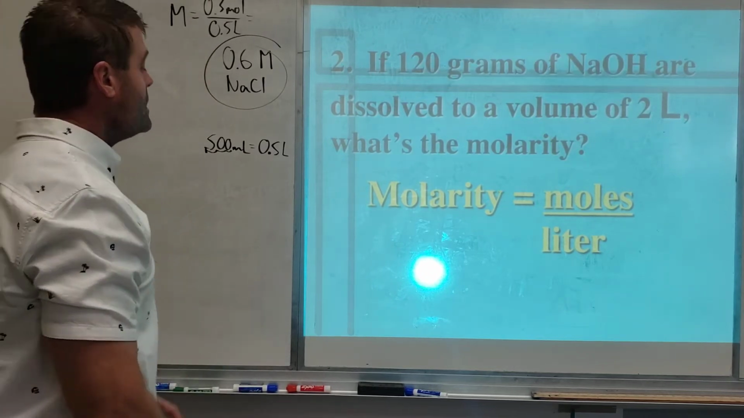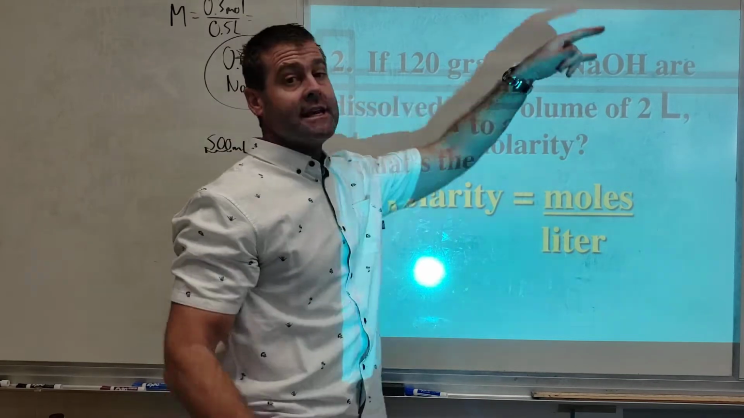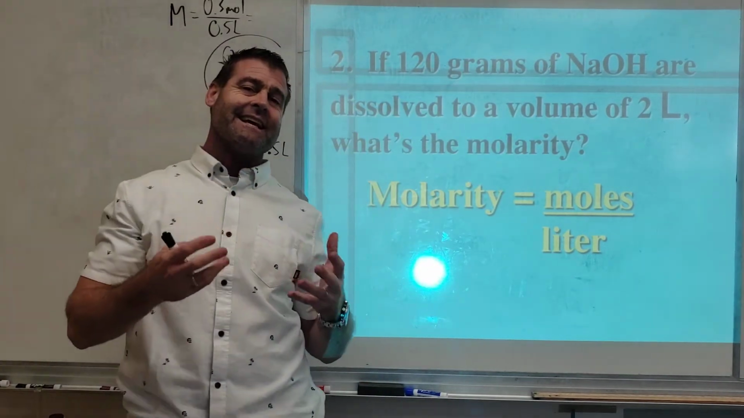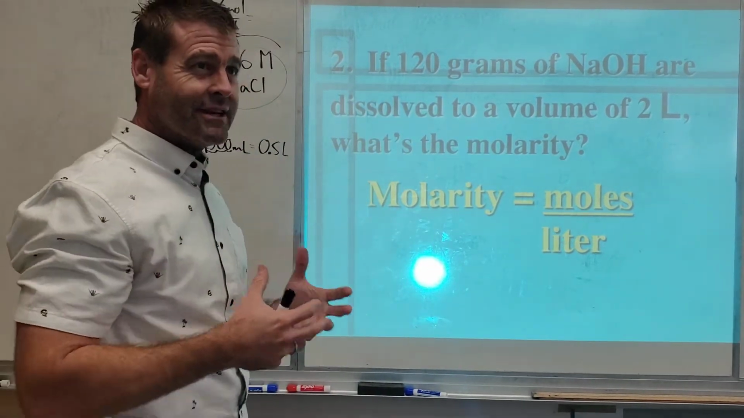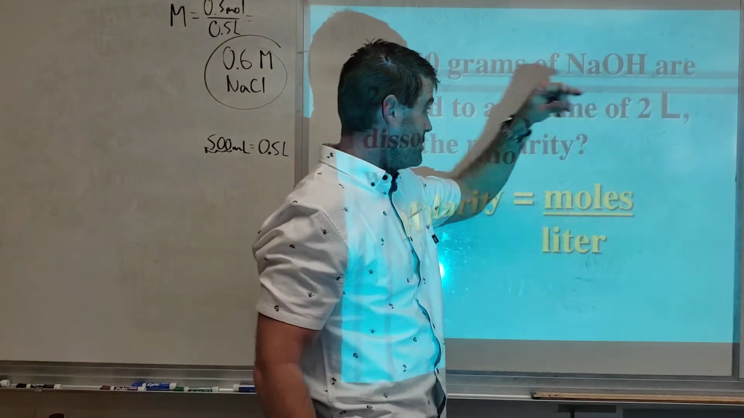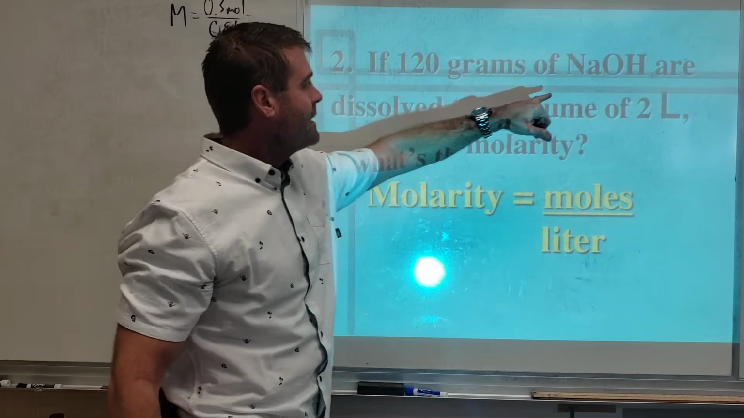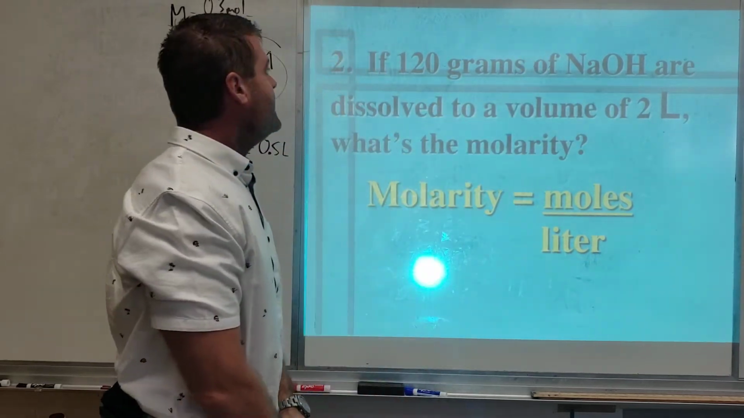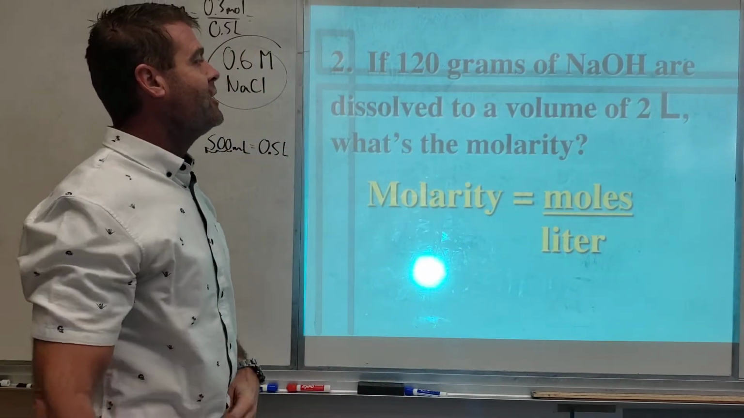Here's another one. So let's say we have 120 grams of NaOH. NaOH is sodium hydroxide. That's kind of like an oven cleaner. It's the stuff that makes oven cleaner really nasty stuff. It's what's called a strong base when you see this OH group combined with the metal, but nonetheless, 120 grams of NaOH are dissolved to a volume of 2 liters.